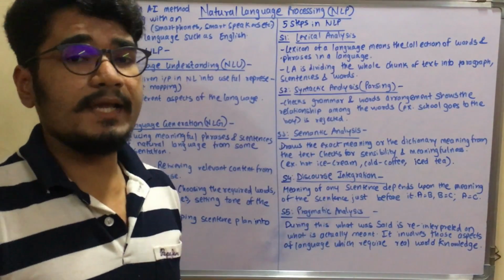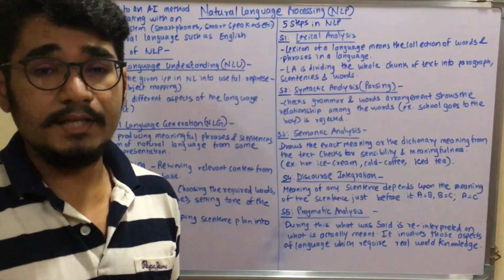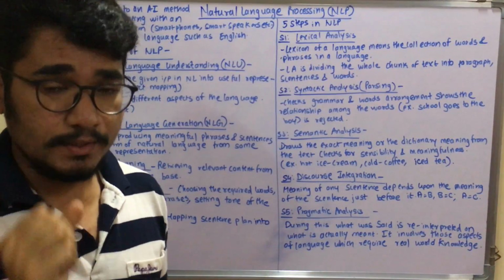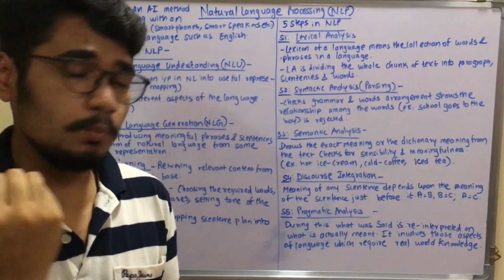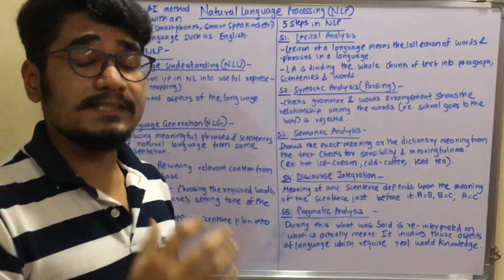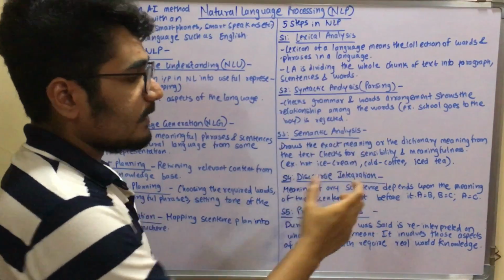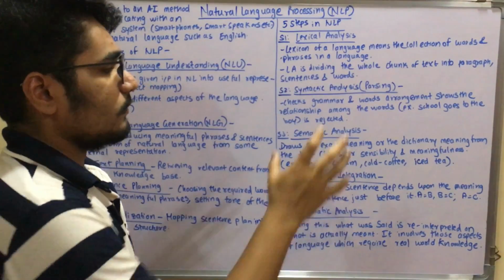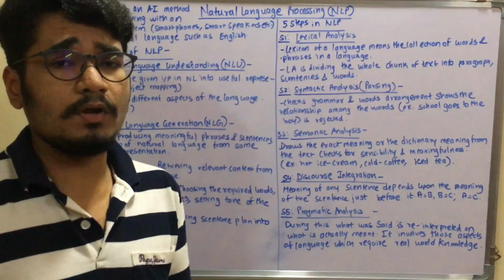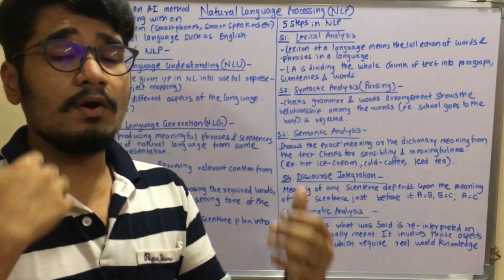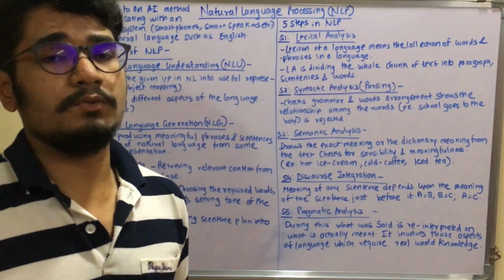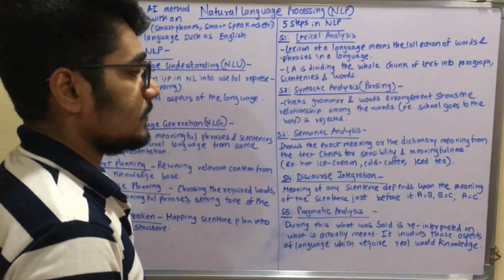Then you have the semantic analysis. Semantic is nothing but the meaning. So you have to understand the meaning of that particular sentence, what it's actually trying to mean. It draws the exact or dictionary meaning from the text and checks for its sensibility and meaningfulness, whether it's sensible for me to understand or to produce to the end user. So it checks for that.